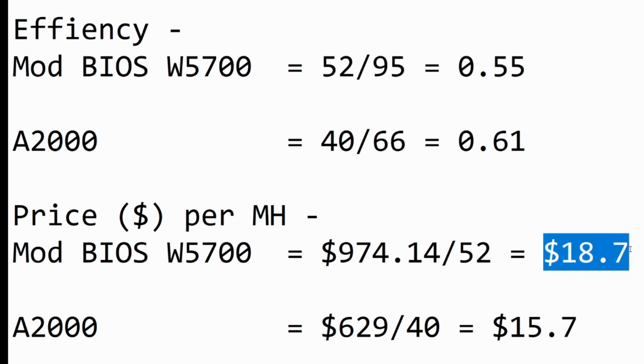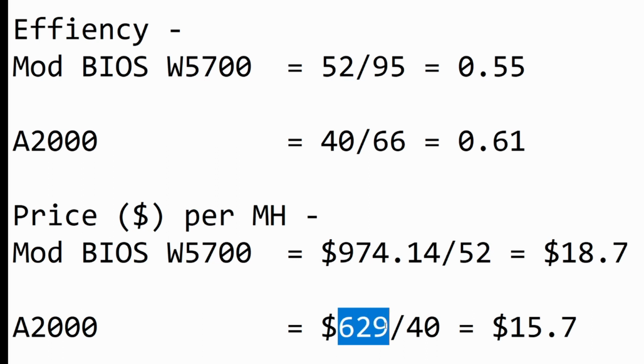So you can see what I'm getting here. I'm getting $18.7 per mega hash. And when you compare the A2000, this is the value I paid for the A2000 here, and that is getting you $15.7 per mega hash. So again, they compare pretty well. They're pretty close. And I know around the world you can get different prices. In certain parts of the world, you'll be able to find these cards for different prices. So if you could get the W5700 for less than what I got it for, then you're getting very close to the A2000 for sure.